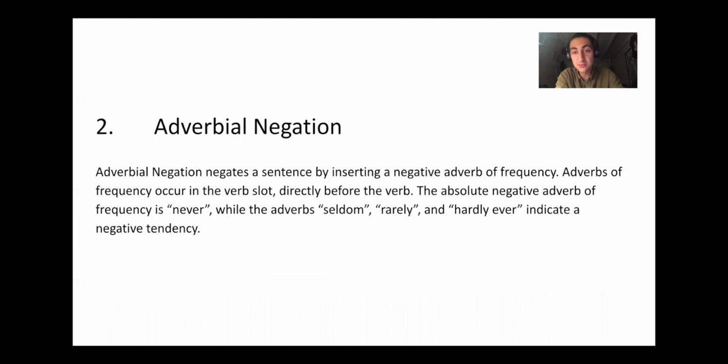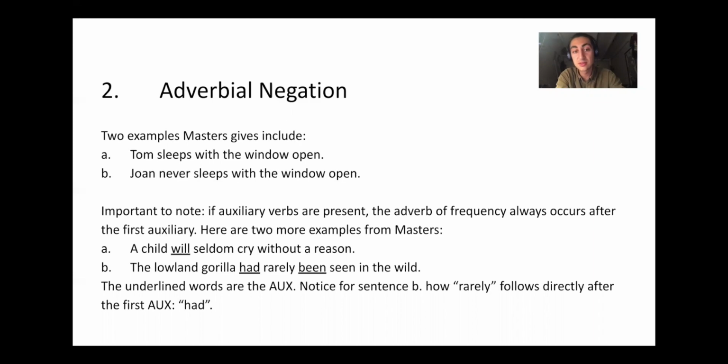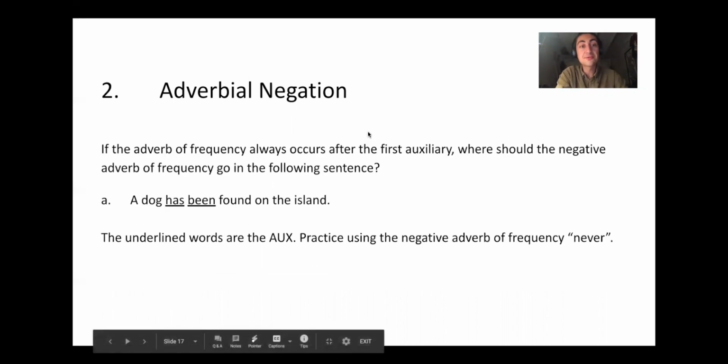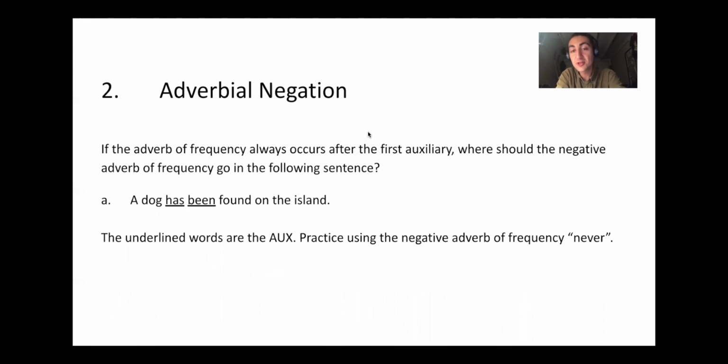Just going back, this is a really good phrase right here, negative adverb of frequency. So rarely is a negative adverb of frequency. Cool. If the adverb of frequency always occurs after the first auxiliary, where should the negative adverb of frequency go in the following sentence? This might be so easy, but maybe this is something that I wasn't explaining in a way that works. So let's verify here that we understand.